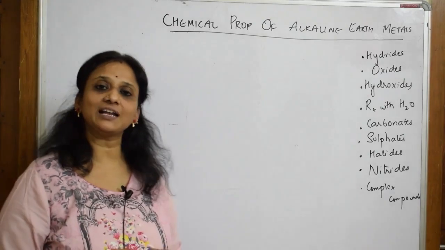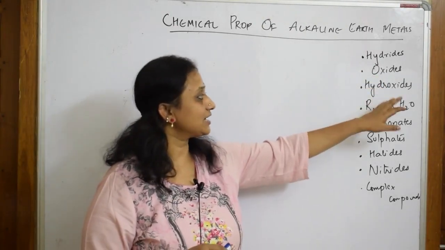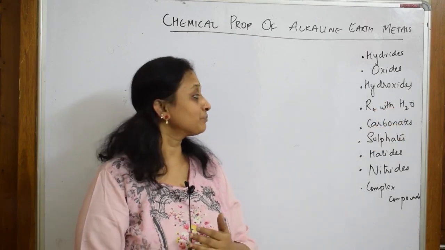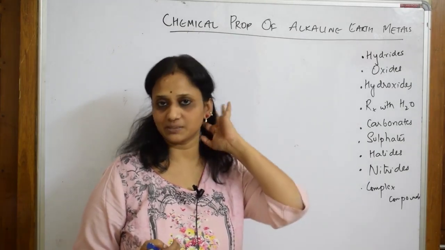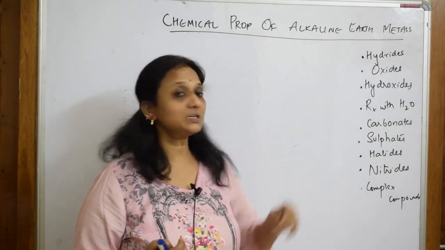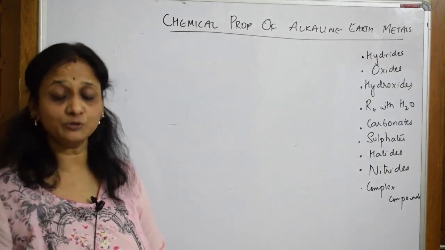In chemical properties of alkaline earth metals, what are we going to learn? We are going to learn about hydrides, oxides, hydroxides, reaction with water, carbonates, sulfates, halides, nitrides, and complex compounds, right? So when I speak about hydrides, any question may be asked to you. So let us see.